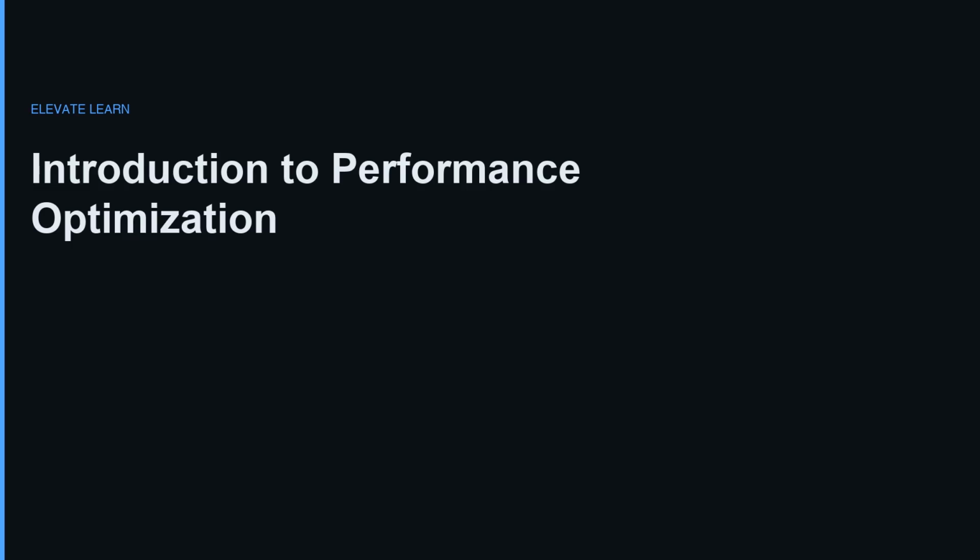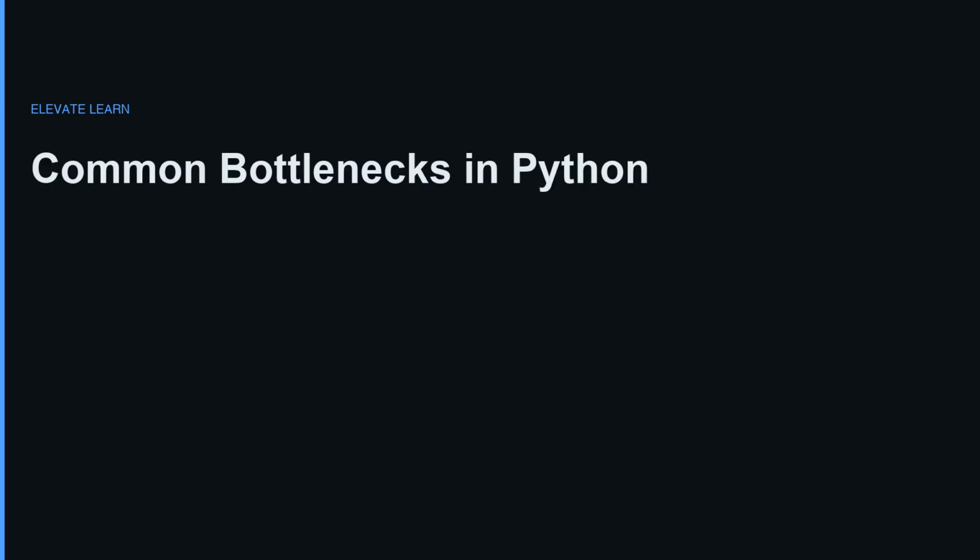This process helps in making your code run faster and more efficiently. We often need to optimize performance when working on data science projects, web applications, or real-time systems where speed can be a critical factor. Python has several common bottlenecks that can slow down your code.